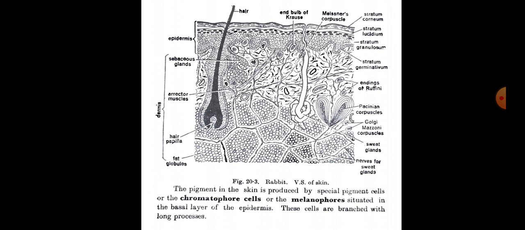Here we can see the vertical section of skin. In this diagram, we can see the outermost layer, epidermis, which is made up of stratum corneum, stratum lucidum, stratum granulosum and stratum germinativum, and below the epidermis the dermis is present.